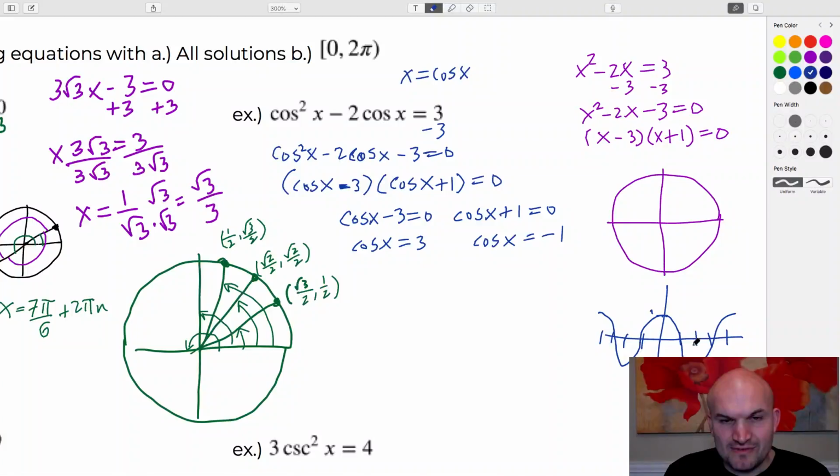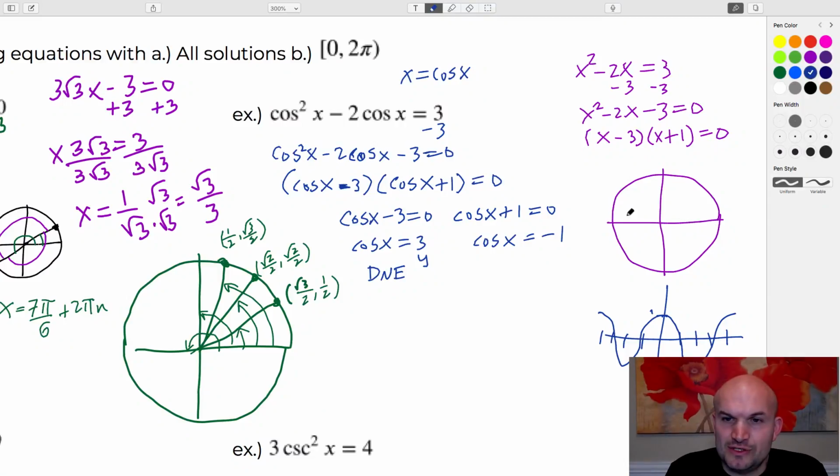When you take the cosine of your angle, remember, this is your input, this is your y coordinate, right? It doesn't matter what angle you plug in for x. You're never going to get a y coordinate of 3. So this does not exist. This is not going to be a solution of your equation. So the only equation we're going to have here is cosine of x equals negative 1.